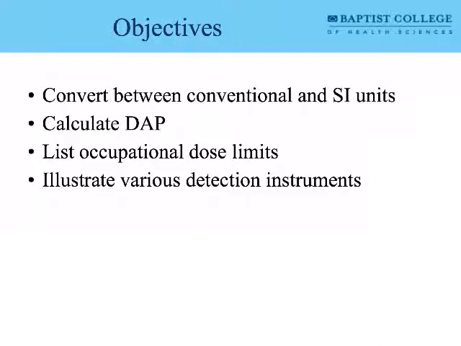All right, here's some objectives. We need to be able to convert between conventional and SI units, just as an exercise, and to become really, really fluent with scientific conversions. We'll need to be able to calculate a dose area product. That's what DAP means. We're going to list occupational dose limits. And in case you missed me say it the first time, we're going to list occupational dose limits. All occupational dose limits will be listed. And there will be an exam question on every single one of them, because they are important. And we're going to illustrate various detection instruments.